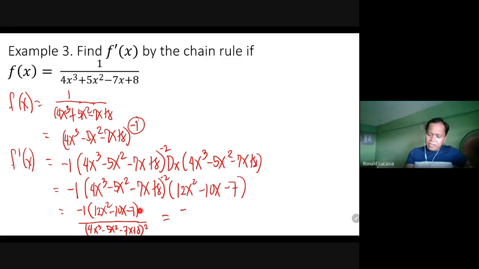So the final answer here is negative 12x squared. Bakit minus 12? Plus pala ito, sorry. Minus 10x plus 7 over 4x cubed minus 5x squared minus 7x plus 8.